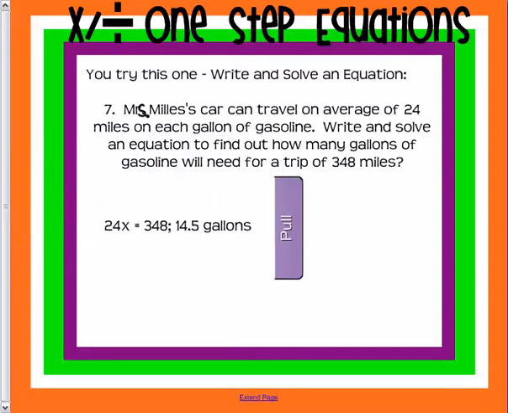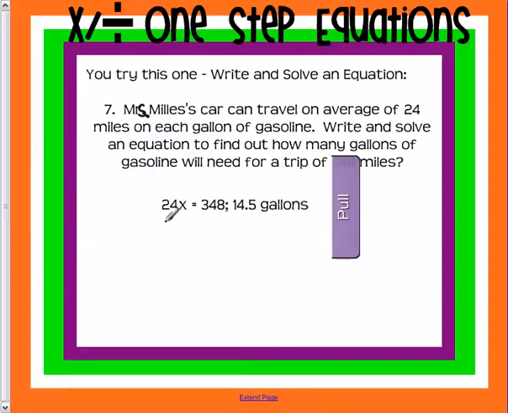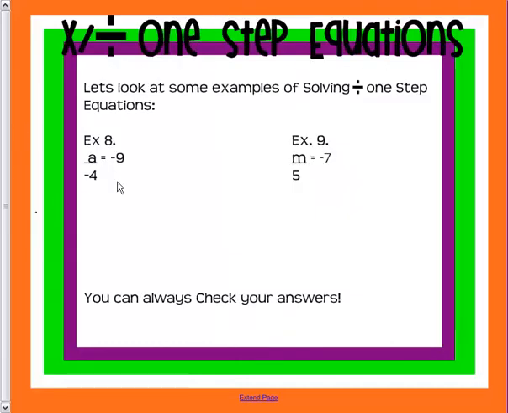So it would be 24 miles for each gallon of gasoline, so 24 times X. We know that she travels this many miles. So if we divide by 24, we're left with X equaling 14.5 gallons. Okay, so let's look at these. What if we have division problems?